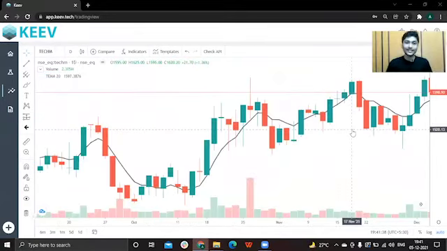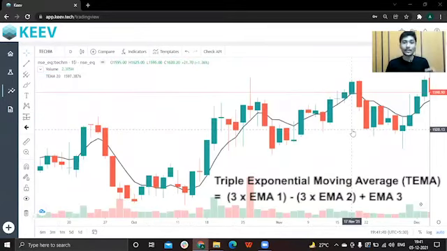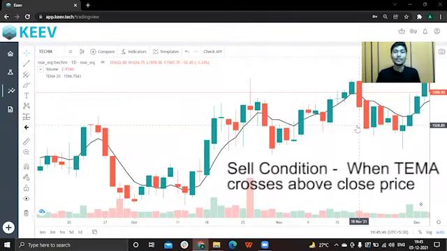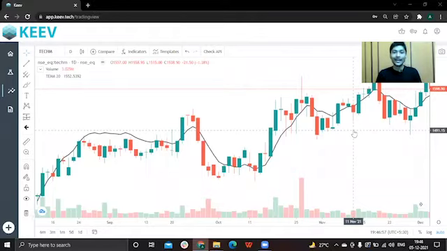After getting these values, we can get the triple exponential moving average value by calculating 3 times EMA 1 minus 3 times EMA 2 plus EMA 3. The possible buy signal here is whenever TEMA is below the close price, and the possible sell signal is whenever TEMA is above the close price. Now let's insert this buying and selling condition on KEEV and check the results.